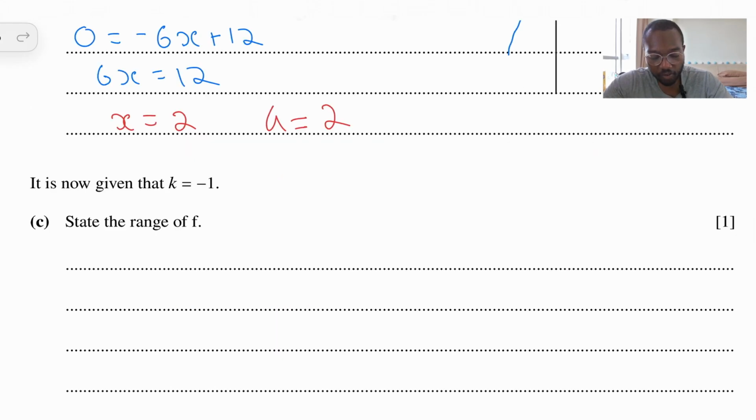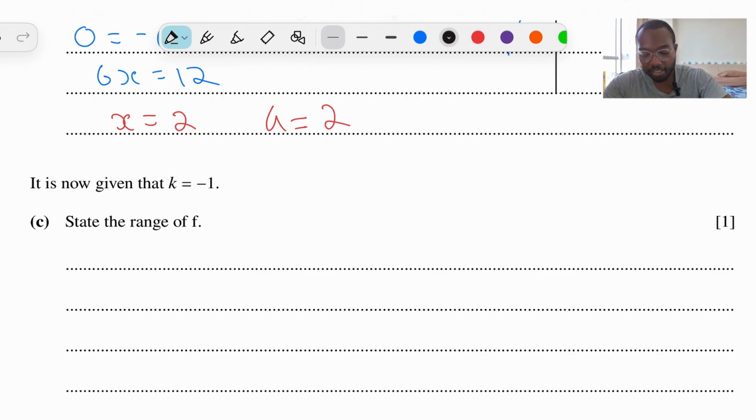Now for the next question, we're told that given that k is equal to minus 1, state the range of f. If I again draw a diagram, if we know k is equal to minus 1, that tells us that our largest possible x value is minus 1. So let's say this point here is minus 1. If we draw the same graph, we're going to stop right there, because we know the largest possible value of x is minus 1.